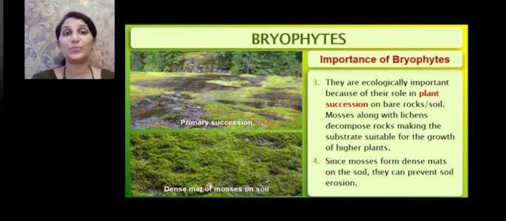Dear children, in this module we learned about the general features of the second division called bryophytes. These bryophytes are called the amphibians of the plant kingdom because they require water for sexual reproduction, and they are always found in damp or humid localities, and they have a somewhat greater thallus organization when compared to the algae, with stem-like, root-like and leaf-like structures.